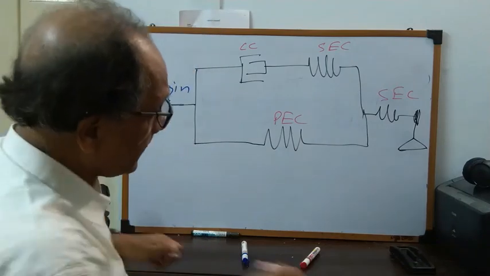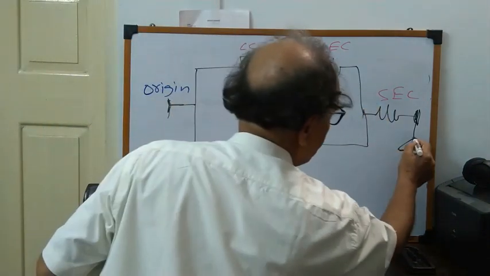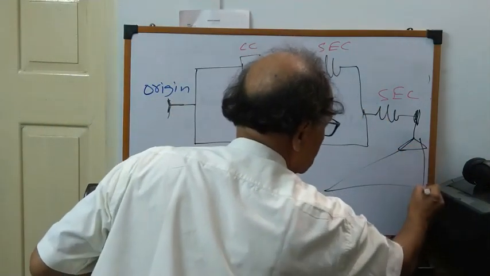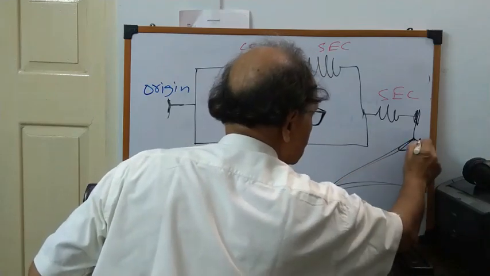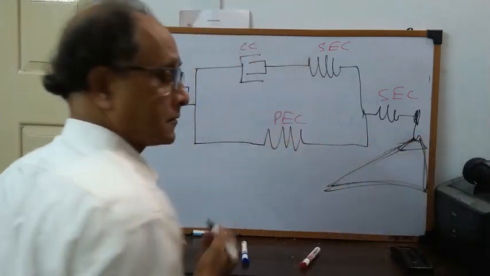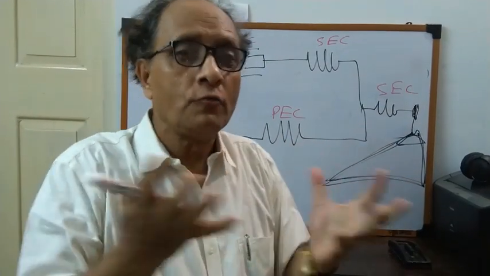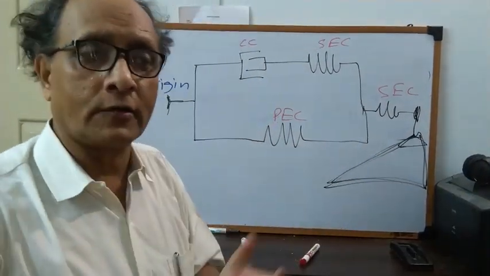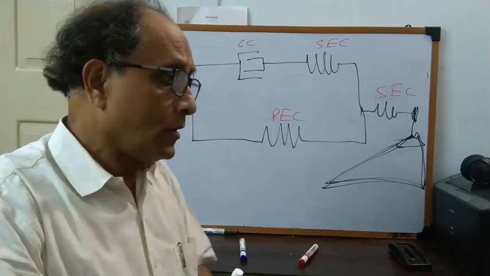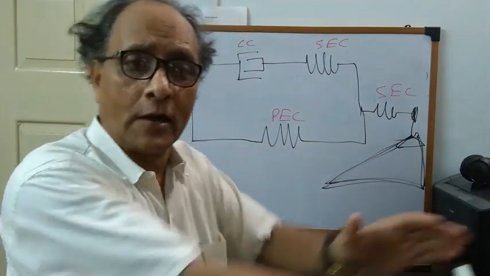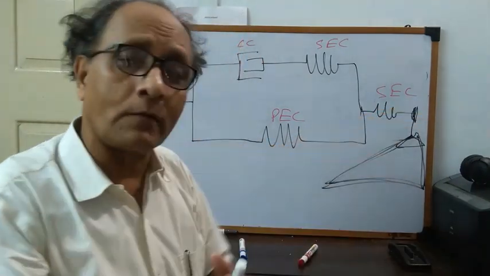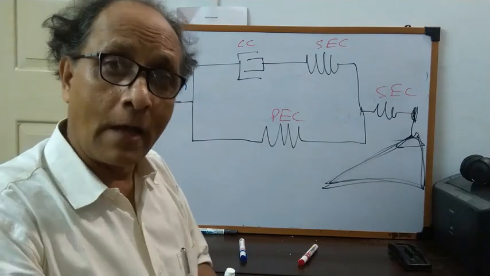Now, instead of this small trivial load, if we apply a very big load here, 2 bricks or 2 volumes of Gray's Anatomy. Have you ever seen Gray's Anatomy? So, if we put 2 volumes of Gray's Anatomy or 2 bricks, something like that, what will happen?